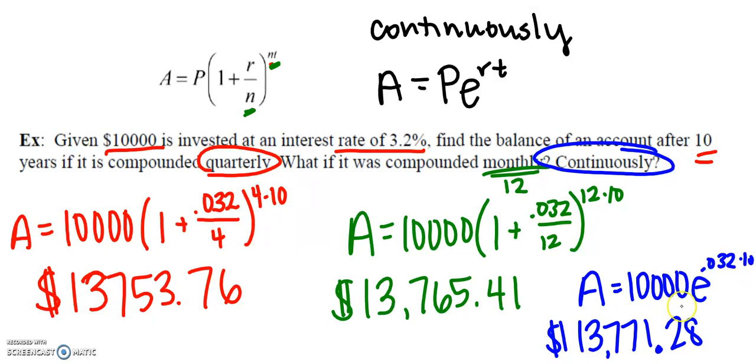So definitely better to compound continuously because I'm going to make more money, which I think is the point when you're doing your investments. And so with continuously compounding interest, it makes sense that you would earn more money after the same amount of time if you compounded your interest more often. So the key is the word continuously means PERT. Everything else, you've got to figure out how many times per year am I compounding, and that replaces our n variable.